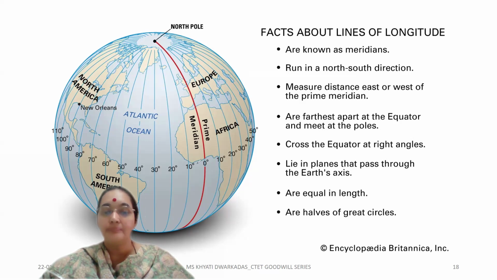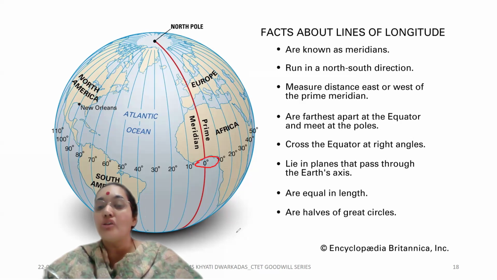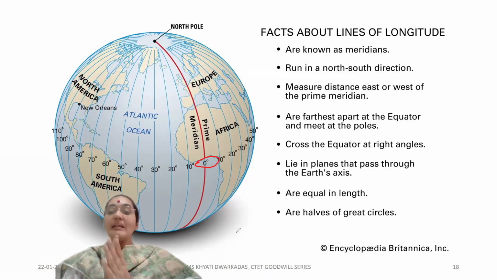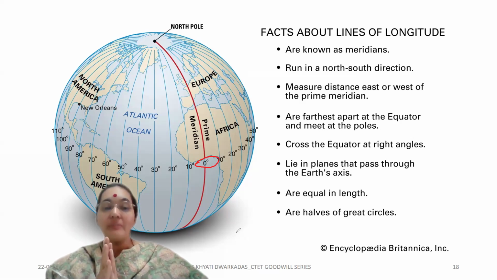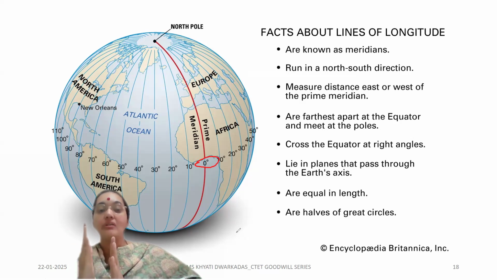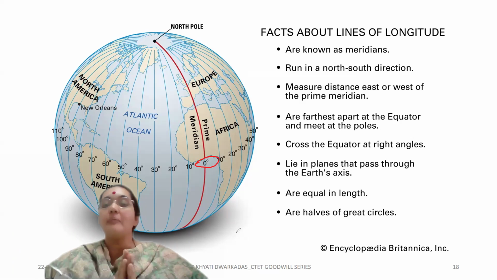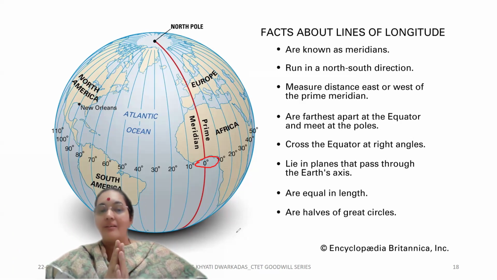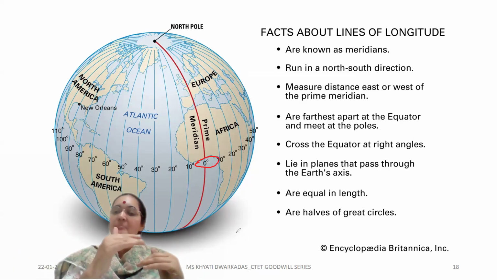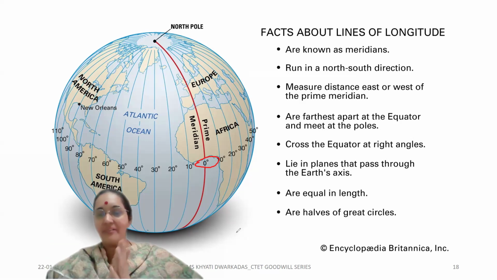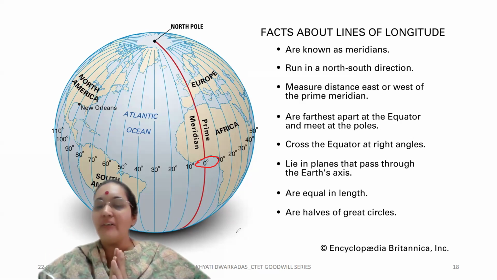Look at this. The prime meridian, this red line, is your 0 degrees longitude. And 0 degree latitude will be the equator. So when we are measuring the longitudes, we will write 10 degrees east or 10 degrees west of the prime meridian. Just as latitudes cross the prime meridian at right angles, longitudes cross the equator at right angles. Both longitudes and latitudes lie in the plane of the Earth's axis.